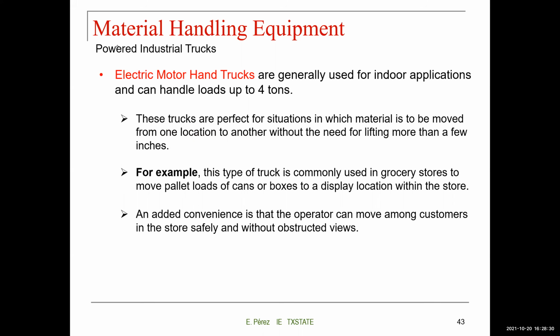Electric motor hand trucks are generally used in indoor applications and can handle loads of up to 4 tons. These trucks are perfect for situations in which material is to be moved from one location to another without the need for lifting more than a few inches. For example, this type of truck is commonly used in a grocery store to move pallet loads of cans or boxes to a display location within the store. Another convenience is that the operator can move among customers in the store safely and without obstructive views.